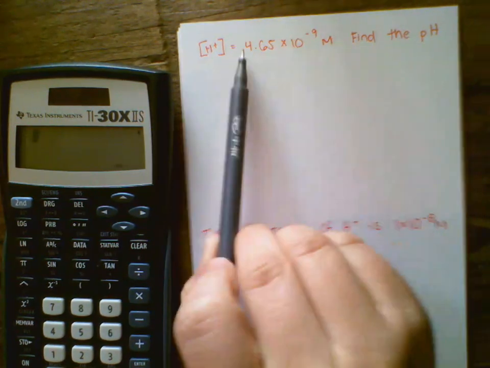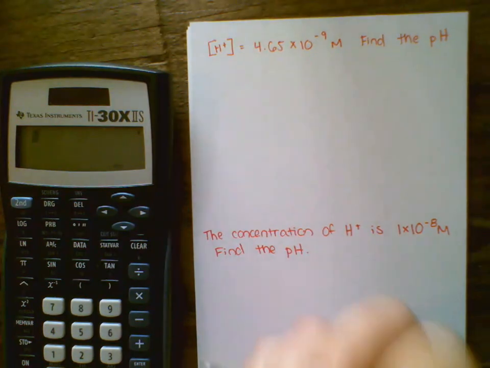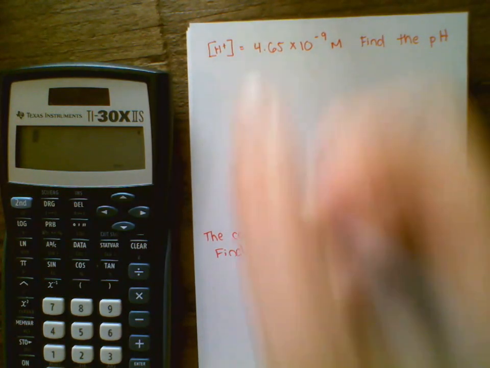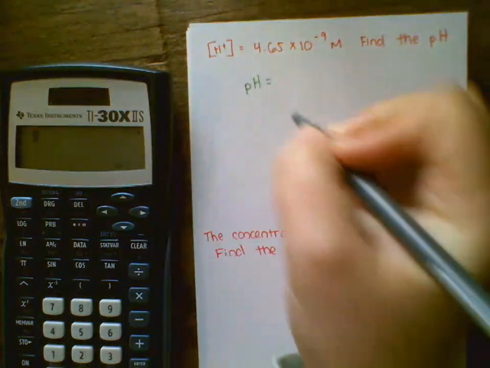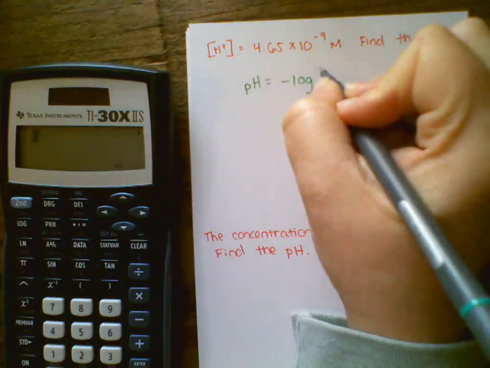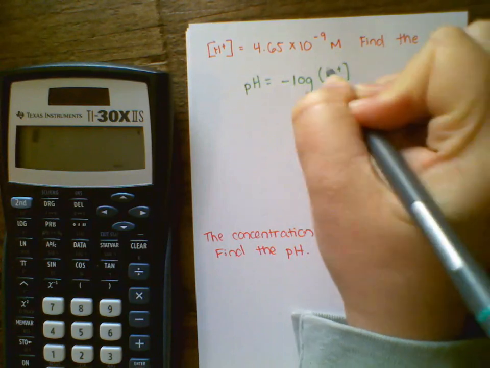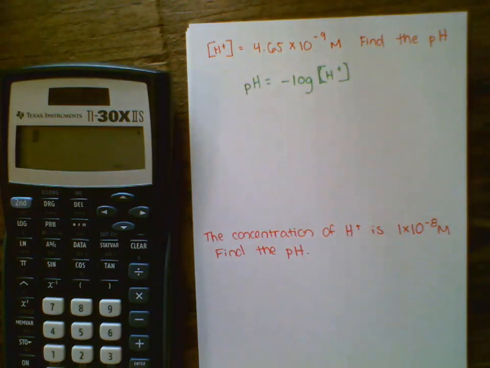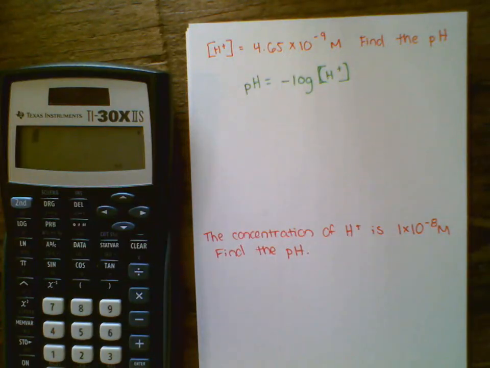Okay. So in order to do this, we are going to use a formula that we're going to use every time we calculate pH. That formula is pH equals the negative log of the H plus concentration. Okay. So really all we're going to have to do is use the log button on our calculator and then put this number in. It's super straightforward.